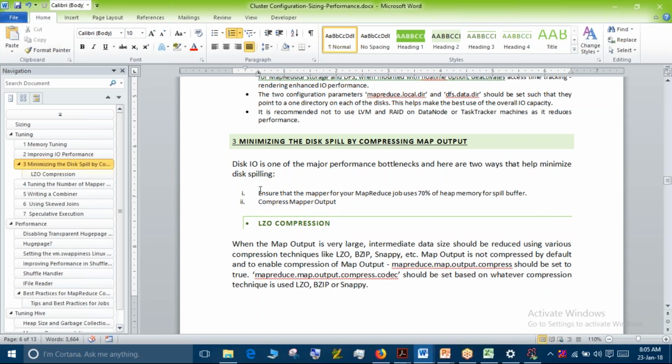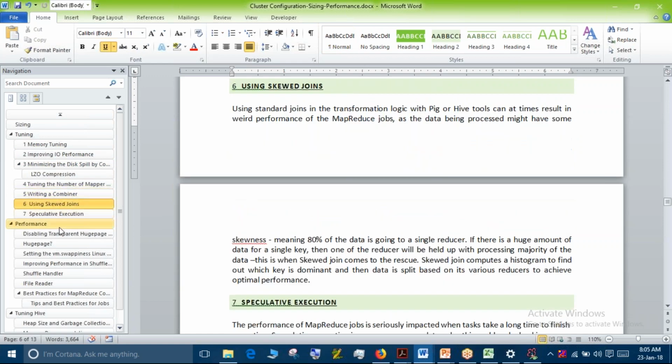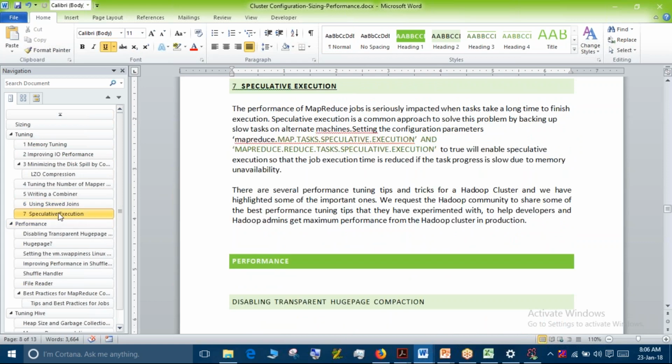I think you noticed here, Aladdin, tuning the number of mappers, writing a combiner, how you use skewed joins, and what is speculative execution. All these things come under tuning. Without understanding the life cycle of the MapReduce job, understanding these points is just theory, nothing more than that. Either you need to memorize it or remember it so that we apply the same thing again without any logical sense.